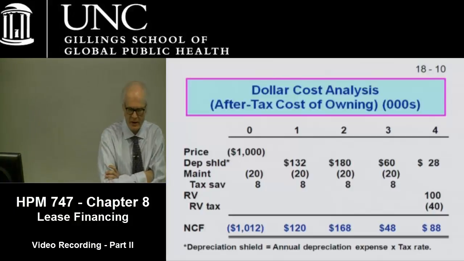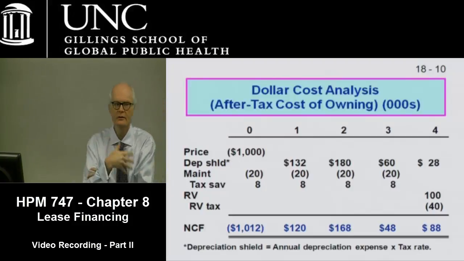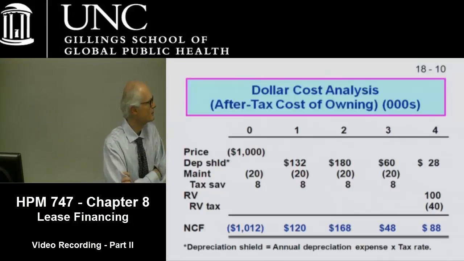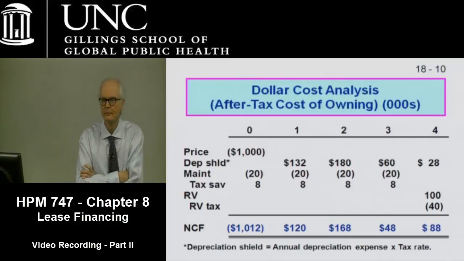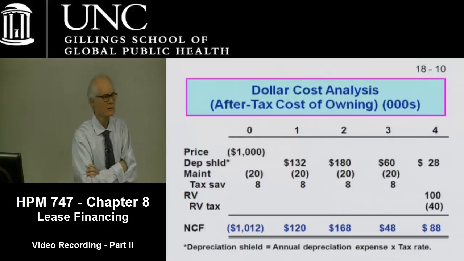Okay, so I tell you the MACRS percentage for this, in the first year, is 33%. So walk us through the arithmetic. How did I get to 132? So you take the 33% and you multiply that by the price, that would be $330,000, times the tax rate. That is the correct answer.